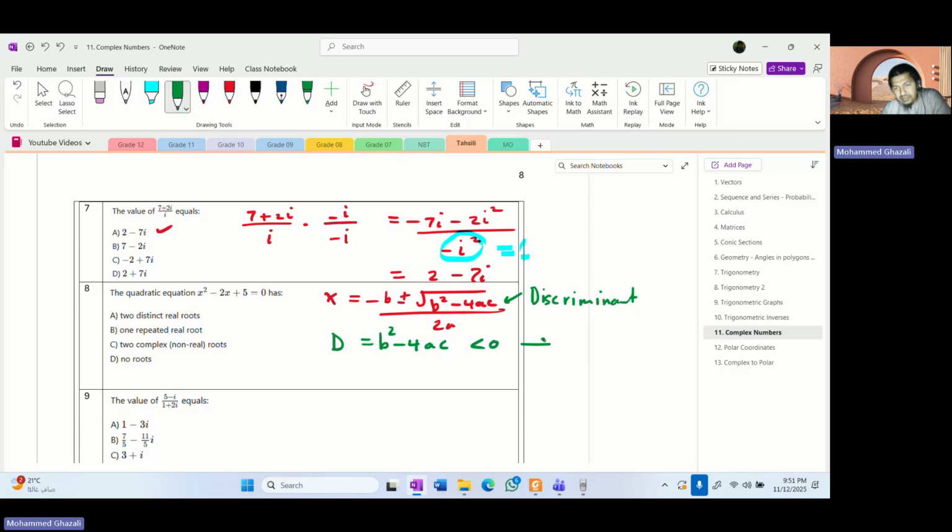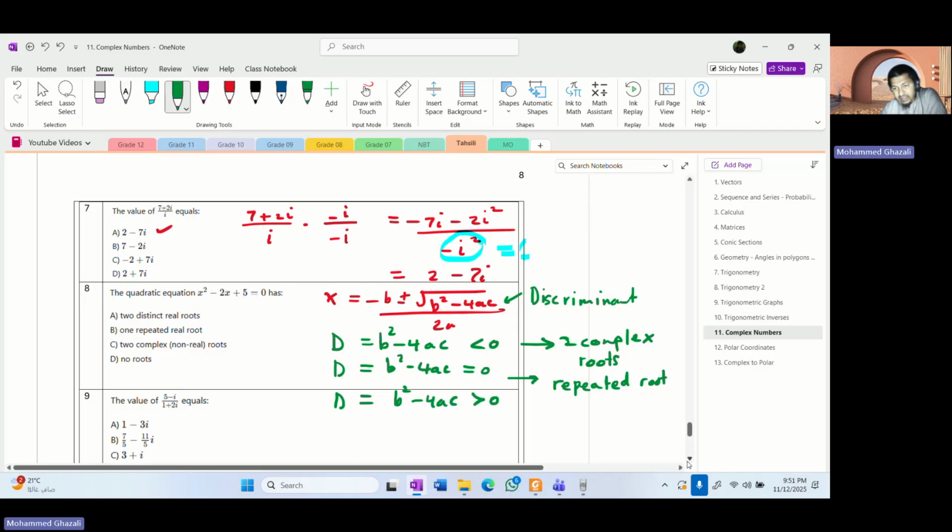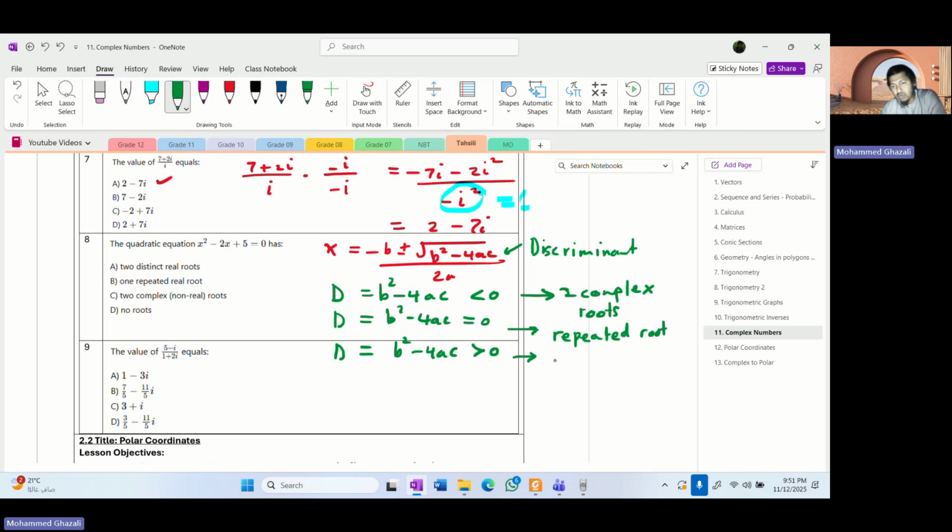Delta, or the discriminant, is b squared minus 4ac. If it is negative, it will always have two complex roots. If d is equal to 0, then it will have a repeated root. In other words, you'll only get one answer, but the root will be repeated, multiplicity 2. If d is positive, b squared minus 4ac greater than 0, then we have two real answers.